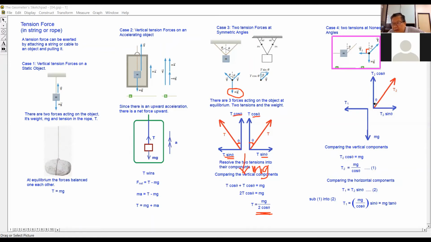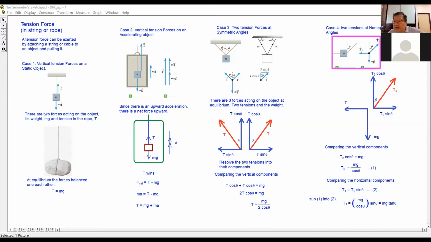The angle given is the angle between the force T2 and the vertical. Now you have to be careful with this angle. Sometimes the angle given is not the angle with the vertical. Sometimes the angle given is the angle with the horizontal. So in that case, the sine and cosine interchange.